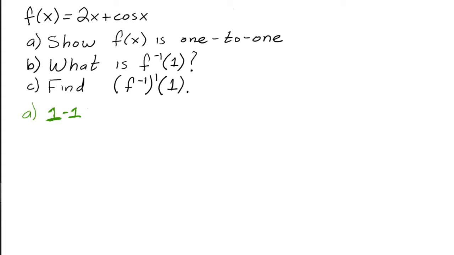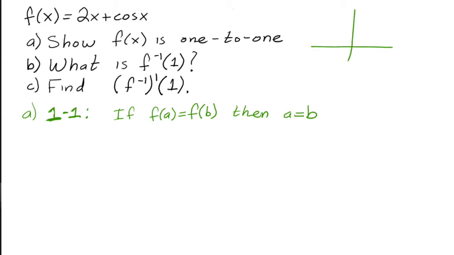So in other words, if you have f of a is equal to f of b, then a must equal b. Graphically, what this means is that if you have one y value, it can only come from one single x value. For example, if you've got this y value, let's say that's 3, well, that's not 1-to-1, because this one comes from two different x values.